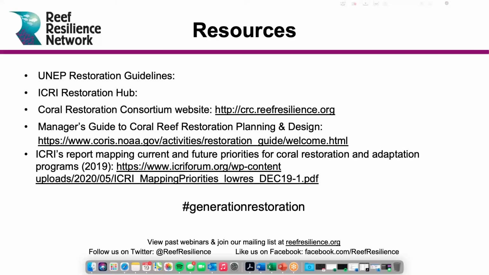We might want to start looking at trying to protect the reefs that have the best chance of survival in the coming decades, given climate projections. It's some difficult decisions to make, but it's something that I think every restoration and coral reef practitioner has to think about very seriously and try to understand as well.